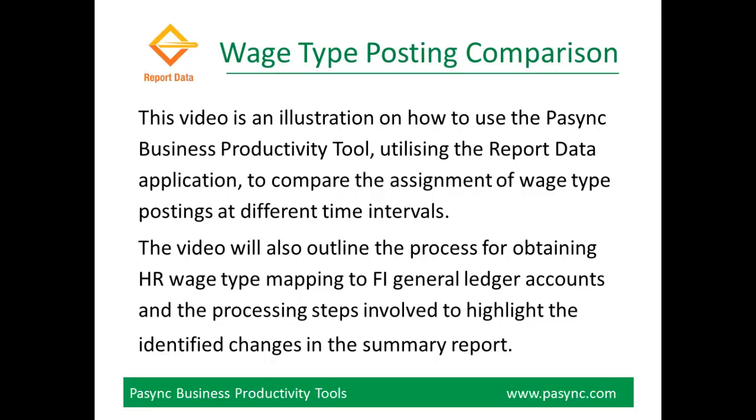This video is an illustration on how to use the Passing Business Productivity tool utilising the Report Data application to compare the assignment of wage type postings at different time intervals. The video will also outline the process for obtaining HR wage type mapping to FI General Ledger accounts and the processing steps involved to highlight the identified changes in the summary report.